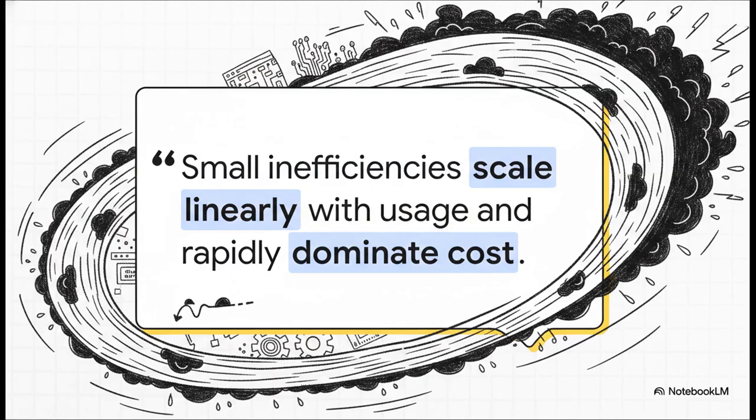And this is what we call an amplification trap. You have this tiny, little inefficiency in your system, seems like no big deal. But then it gets multiplied by thousands or millions of requests. And suddenly, that tiny little problem is your single biggest cost driver.